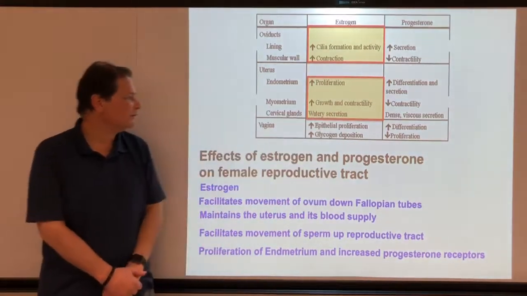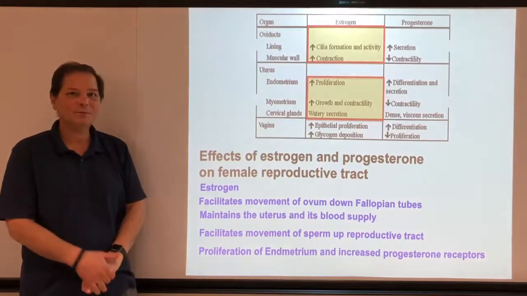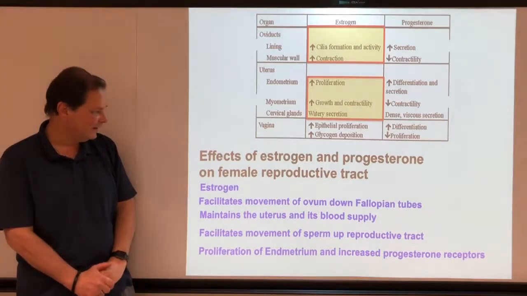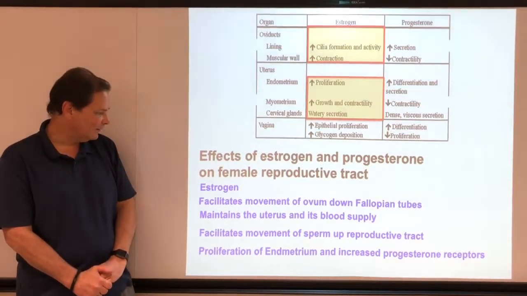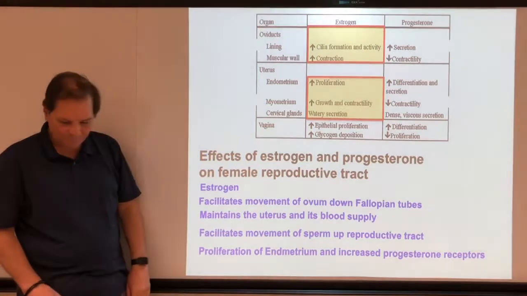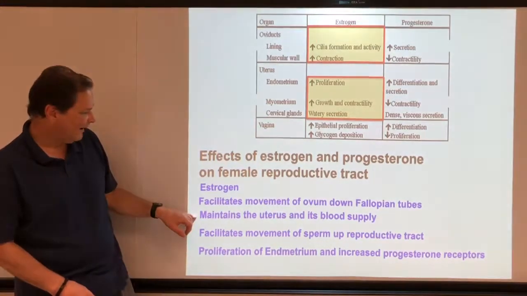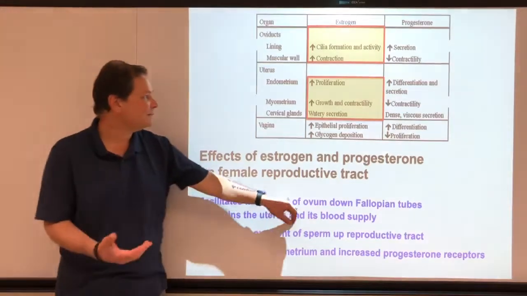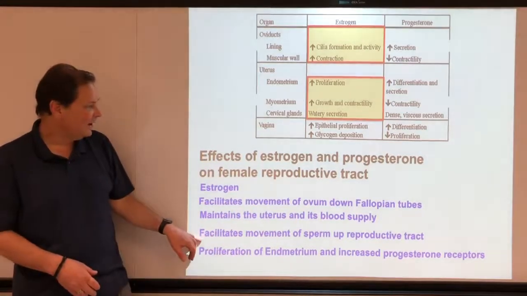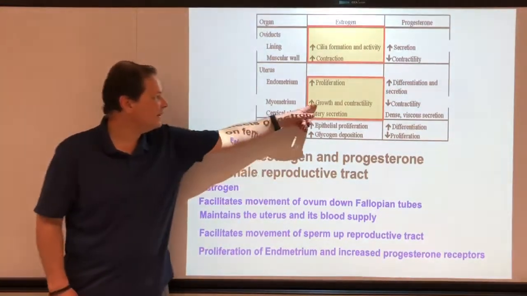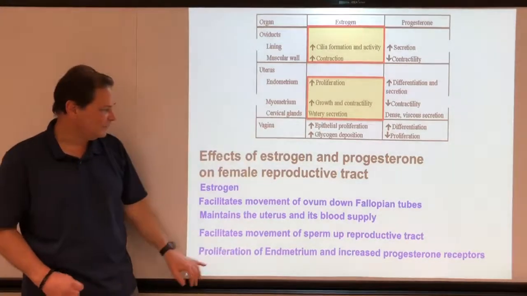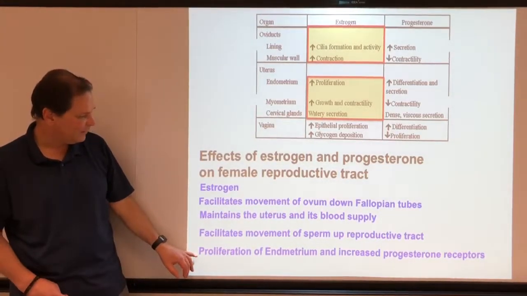Watery secretions really help with sperm transport. Sperm gets through that quite a bit easier. So we're maintaining the uterus and its blood supply basically with the estrogen. The increased contractility here facilitates the movement of sperm up the reproductive tract.